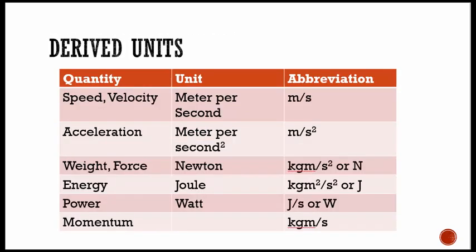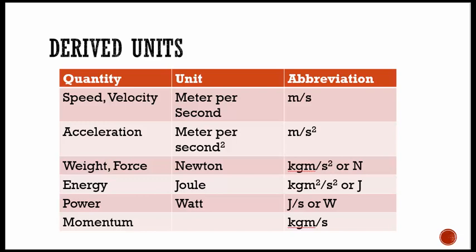And here are some derived units, and this is when you put things into an equation with the kilograms, meters, and seconds, how they turn out. And so for speed or velocity, we have meters per second, and for acceleration, we have meters per second squared. Weight is a force and not a mass. Weight and mass are different. Weight is a force, and so it's going to be measured in newtons.